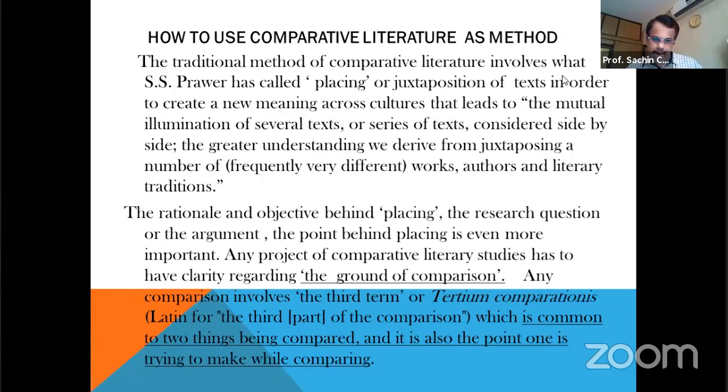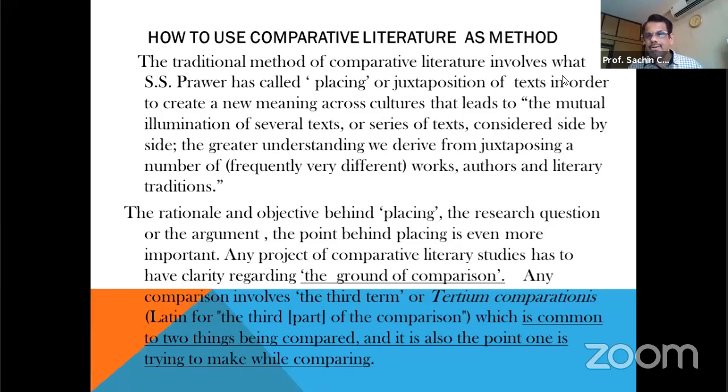However, the rationale and objective behind placing, the research question or the argument, the point behind placing is even more important. Why do we place two things together? For me it is a far more important question than just putting and comparing similarities and differences. So the whole rationale behind comparing one thing with another is what is called the grounds of comparison. Any activity of comparison involves the third term, or what is known as tertium comparationis. That is Latin for third part of comparison.